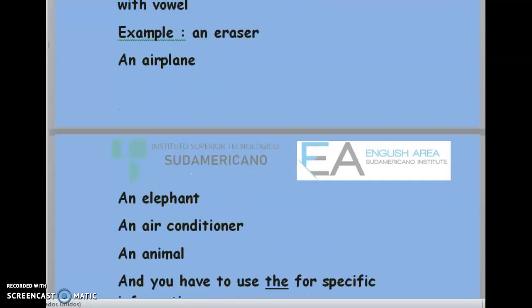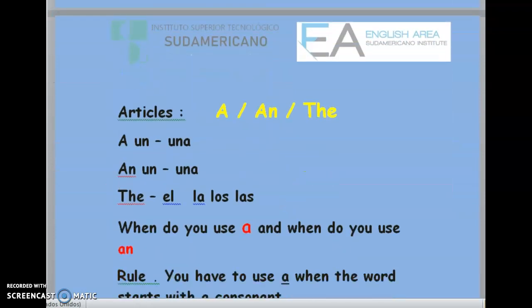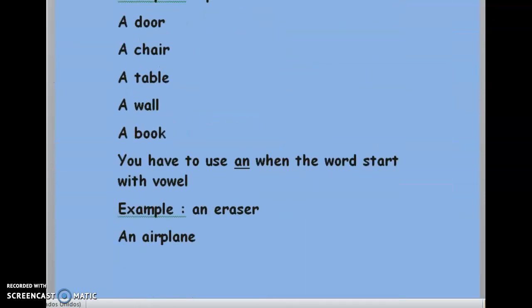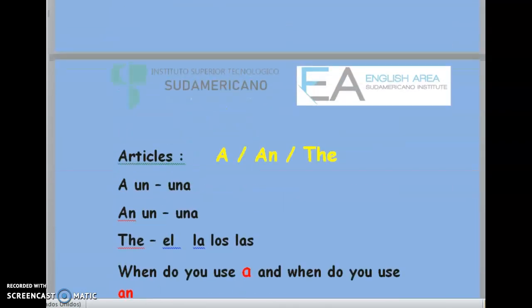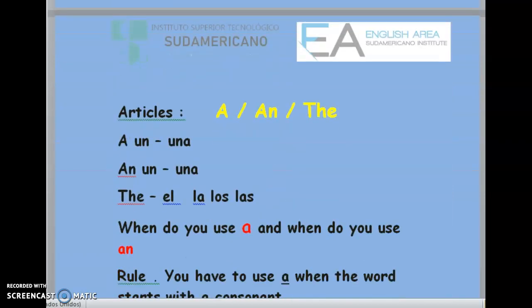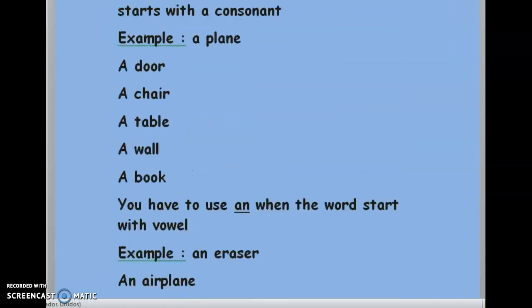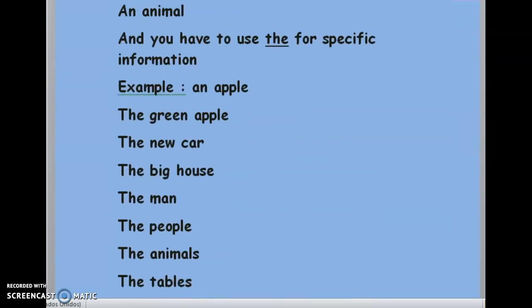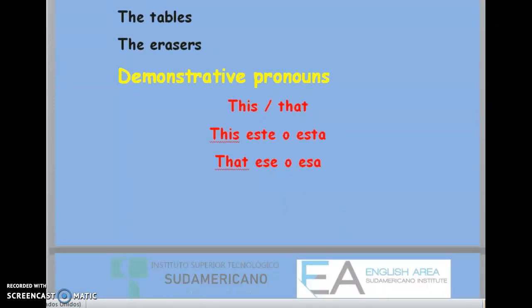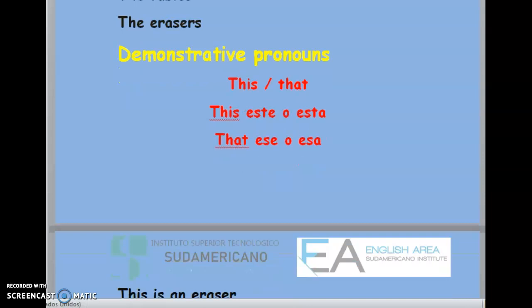Es una clase muy simple. Apenas tenemos 3 temas, a, an, and the, y los vamos a practicar en el cuaderno. Así que no te olvides, cuando utilizamos a, utilizamos cuando empieza con consonante. Cuando utilizamos an, cuando empieza con una vocal, y the lo utilizamos para hacer oraciones específicas o plurales. Perfect. Very clear. Okay, so maybe we are going to continue.